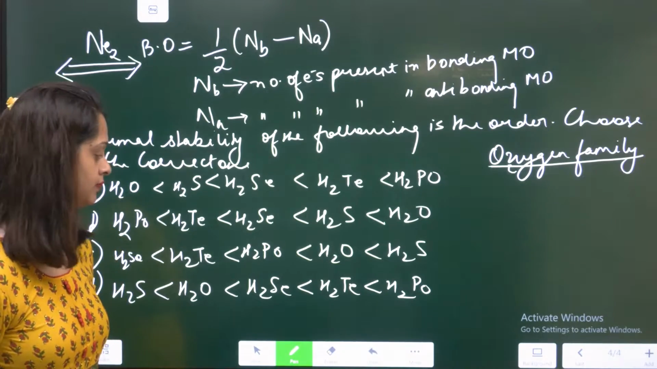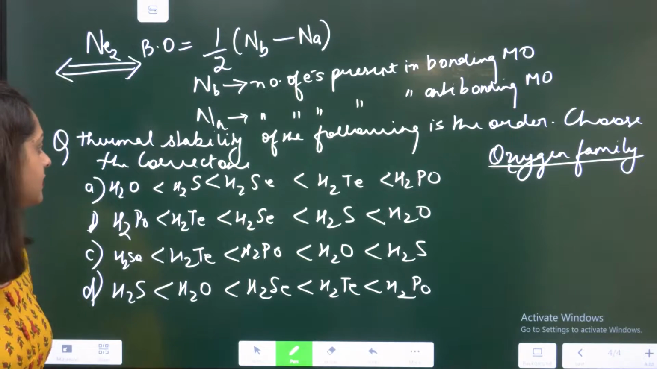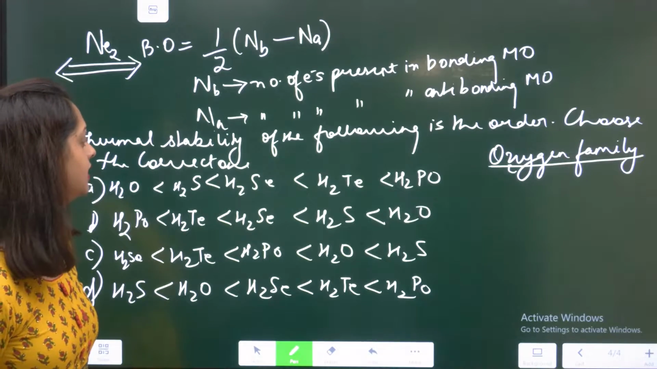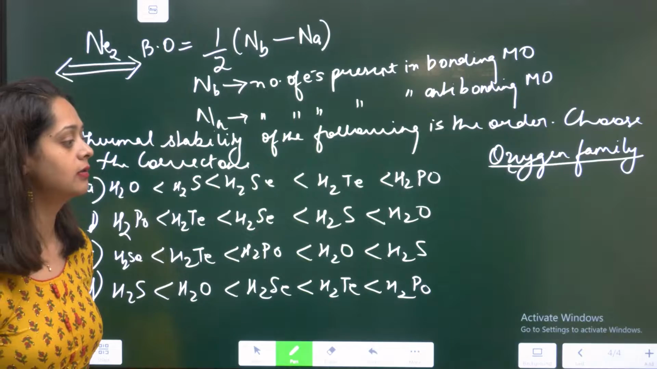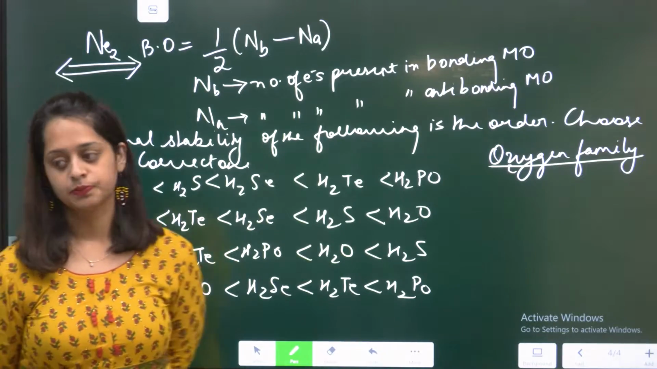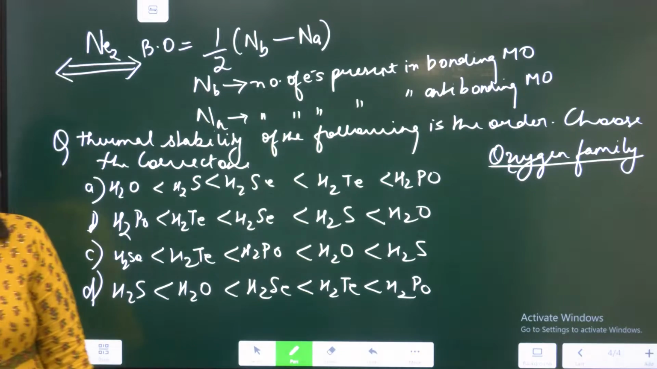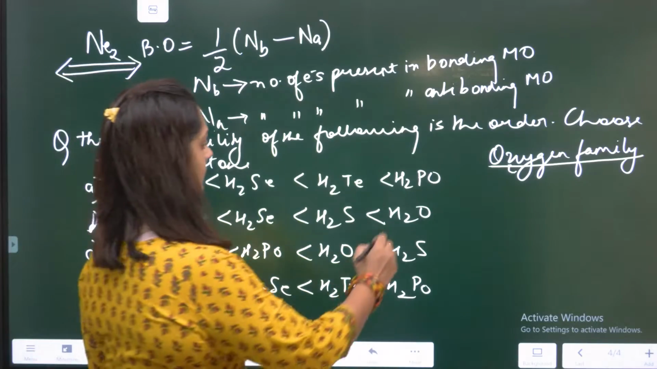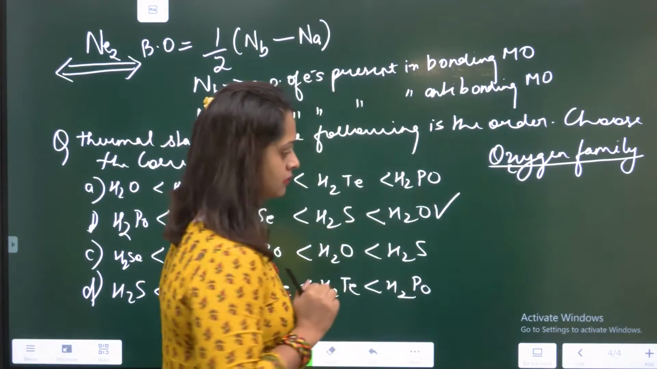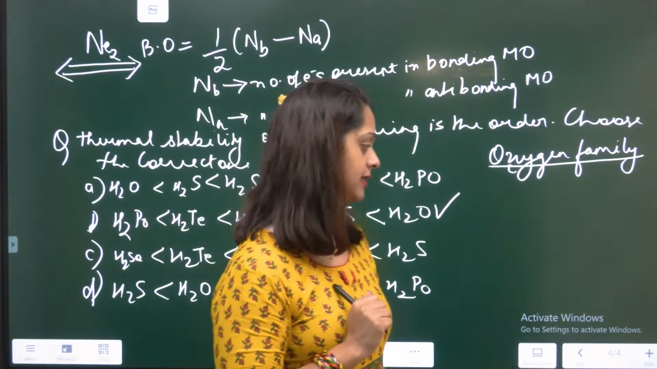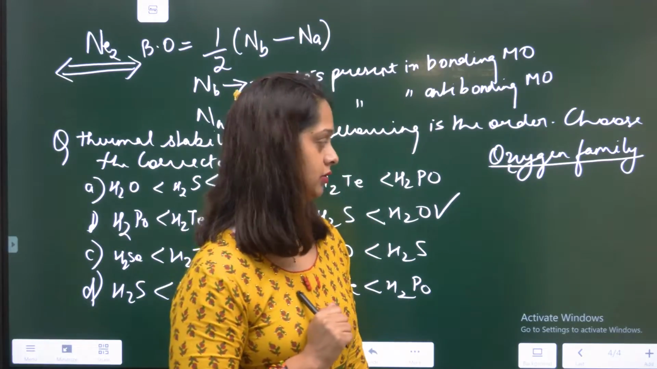Anyone? What will be the answer? I need to choose the correct order for the thermal stability. B, ma'am. Option B, because thermal stability decreases down the group.